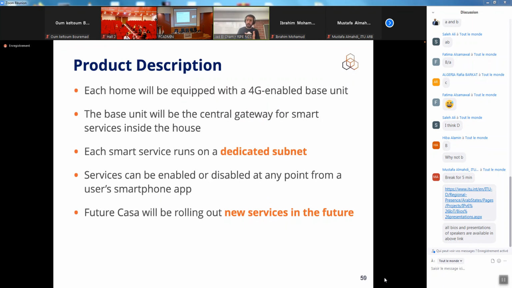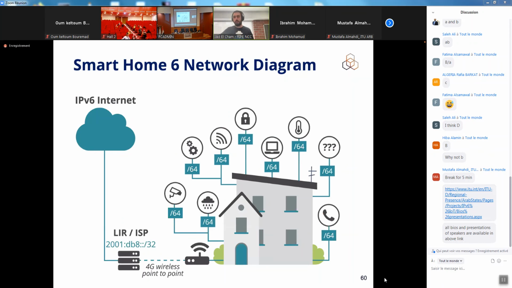All right. Now let's describe the product. Each home in this smart city is going to be equipped with a 4G gateway. This is like the smart router that you have inside the house. This unit will be the central gateway for smart services in the house. Inside the house, there could be different services. There could be a service for your smart cameras, a service for the thermostat, a service for voice over IP, a service for your infotainment, a service for weather forecasting, whatever that is.